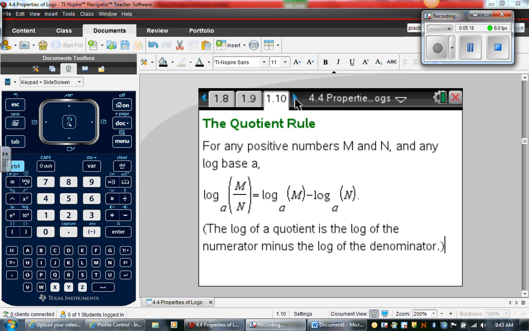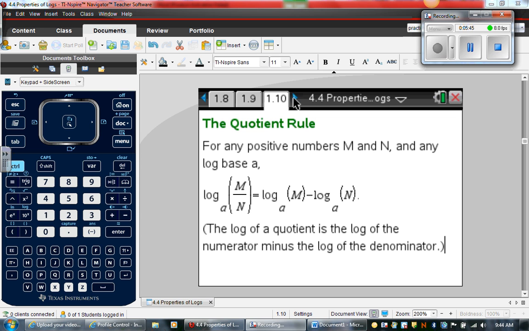Okay, so the next rule we're going to talk about is the quotient rule. For any positive numbers m and n, and any log base a, if I have log base a of m divided by n, we can take that and expand it out using subtraction: log base a of m minus log base a of n. So the log of a quotient is the log of the numerator minus the log of the denominator. Okay, so that's how we're going to expand it. Division will turn to subtraction.